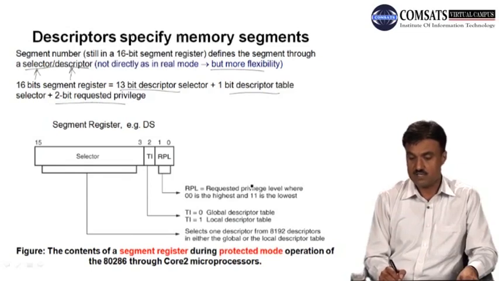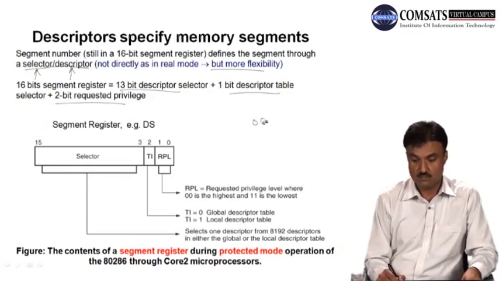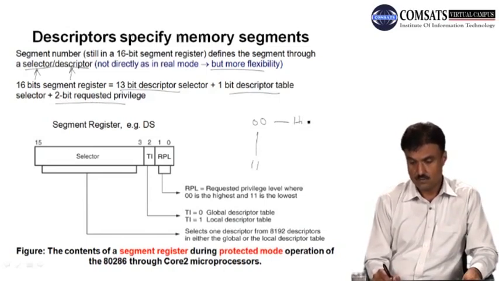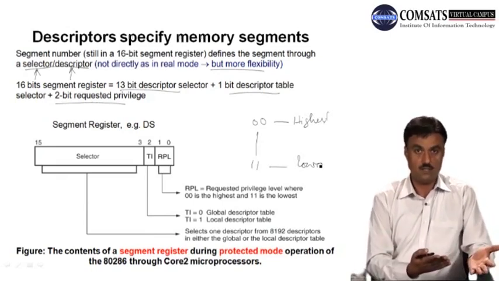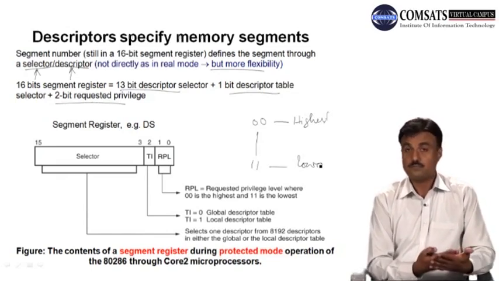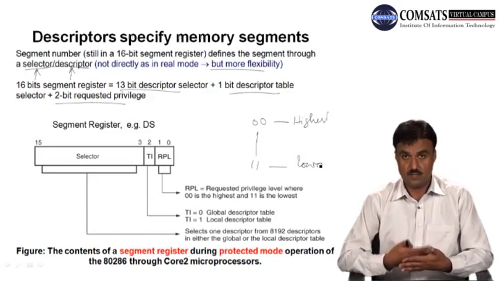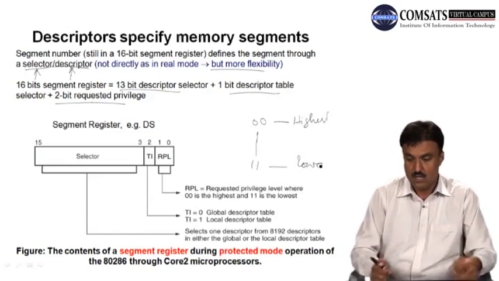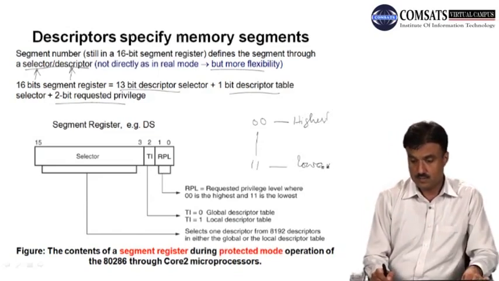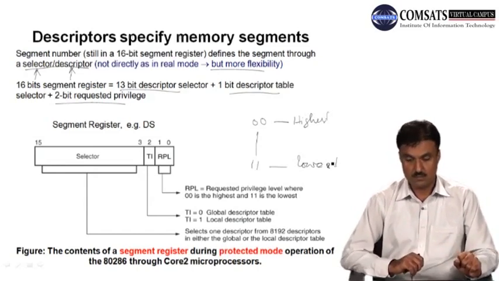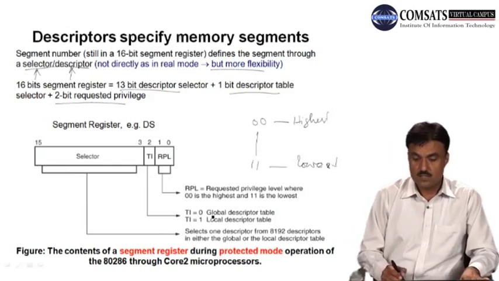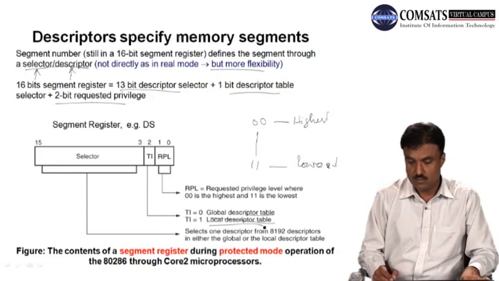The RPL, request privilege level, goes from 00 up to 11, as we discussed in the previous slide. 00 is the highest priority and 11 is the lowest priority. This RPL value is compared with the DPL in the descriptor. If the RPL value is higher priority than the DPL, then we can access the segment and perform actions inside it. If the RPL is lower than the DPL, then it is not possible, but it depends on the C bit in the descriptor. And for the TI bit, if it is 0, then it is the global descriptor table. If it is 1, then it is the local descriptor table.